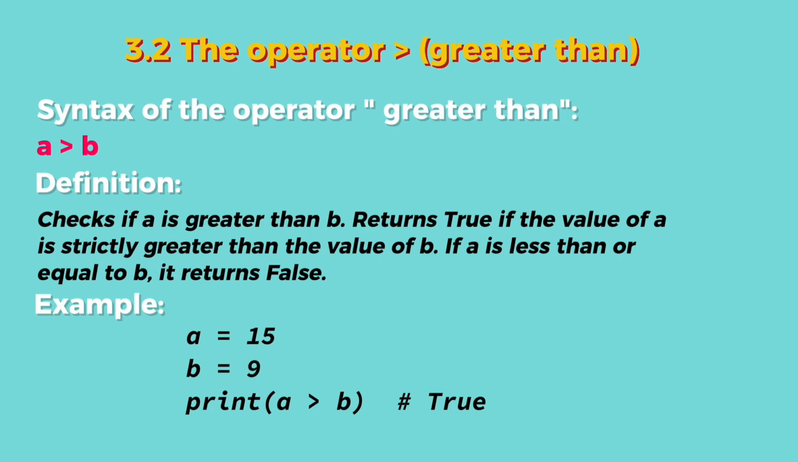The operator greater than returns true if the value of a is strictly greater than the value of b. If a is less than or equal to b, it returns false. For example, a is 15 and b is 9. A greater than b is true. The output would be true. Here's how Python runs this code.